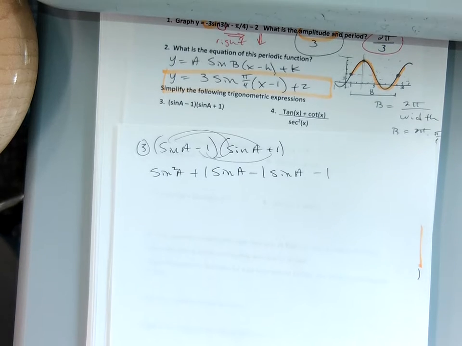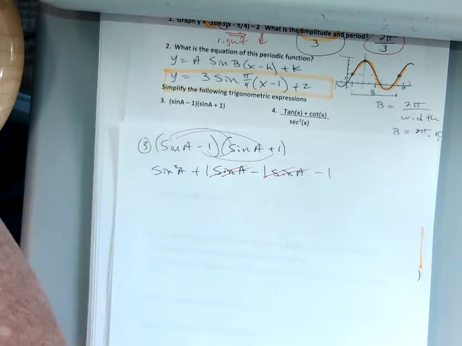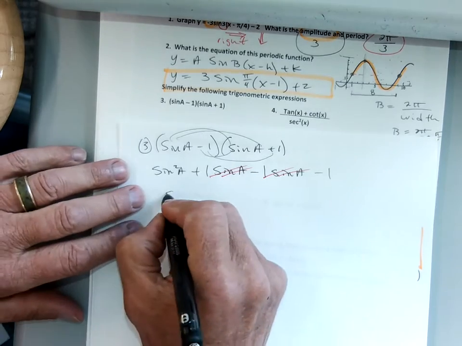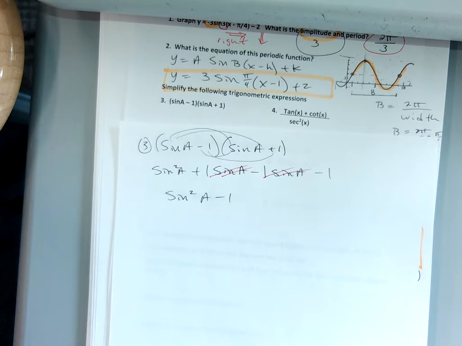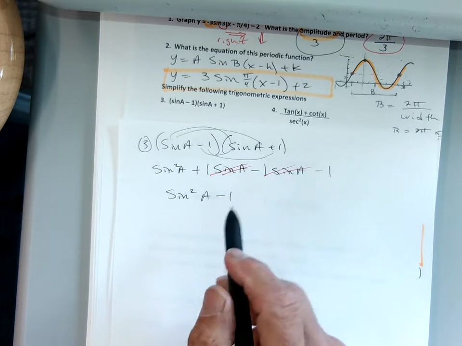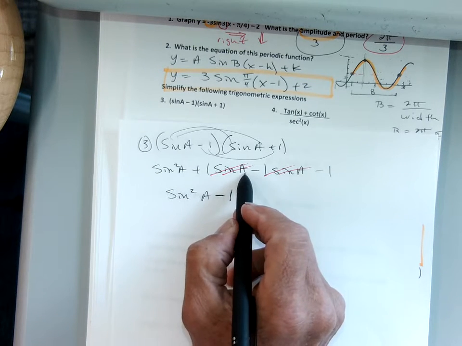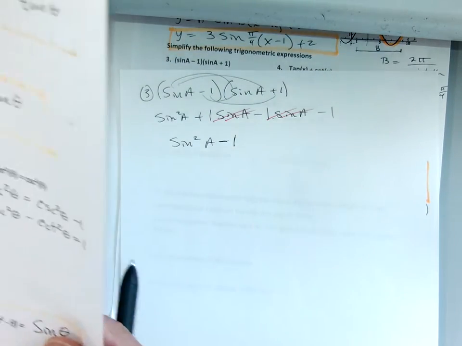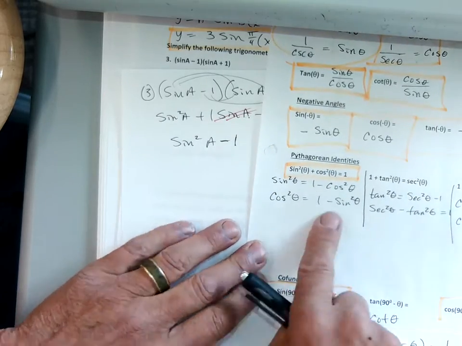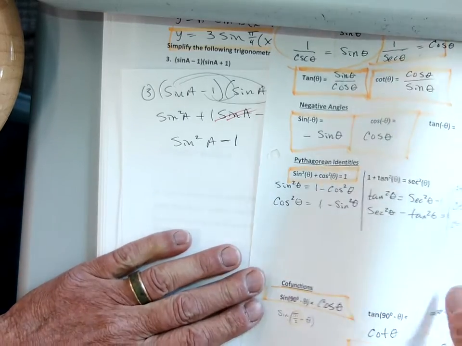Identities out. I need my identities. And then these two cancel, right? And I'm left with sine squared of a minus 1. Now, is that an identity? Yes, 1 sine of a, subtract 1 sine of a, and they canceled, okay? Now, if I look at my identities, it's not quite. See how it's awfully close? Sine squared minus 1. But I'm going to do a little math trick.